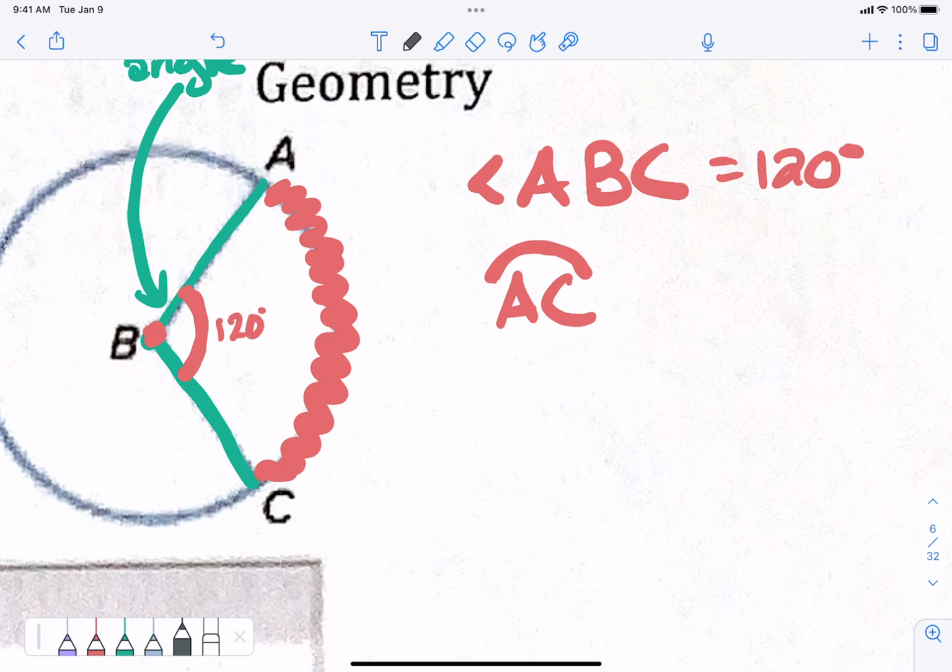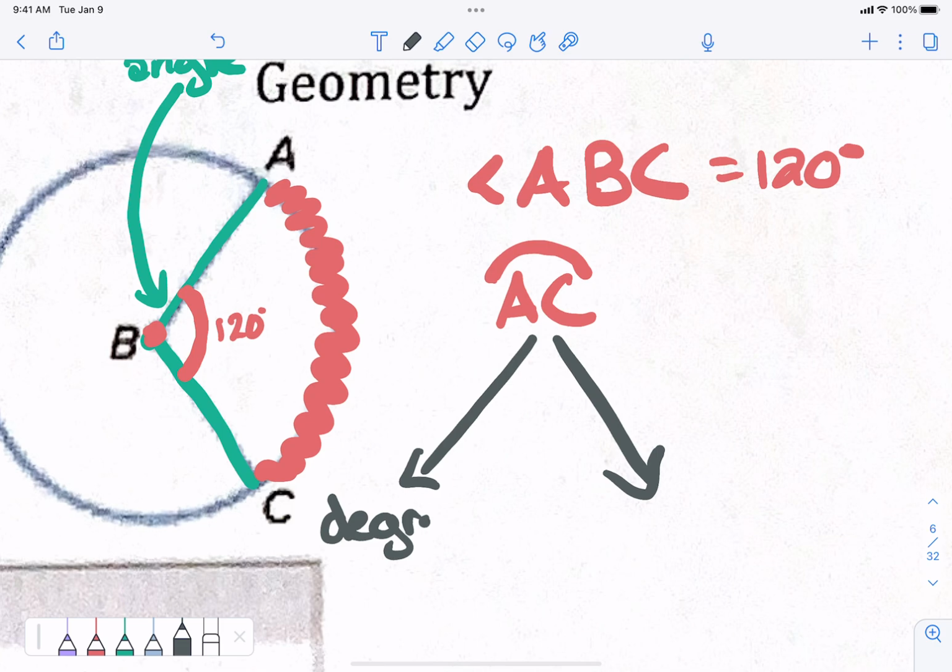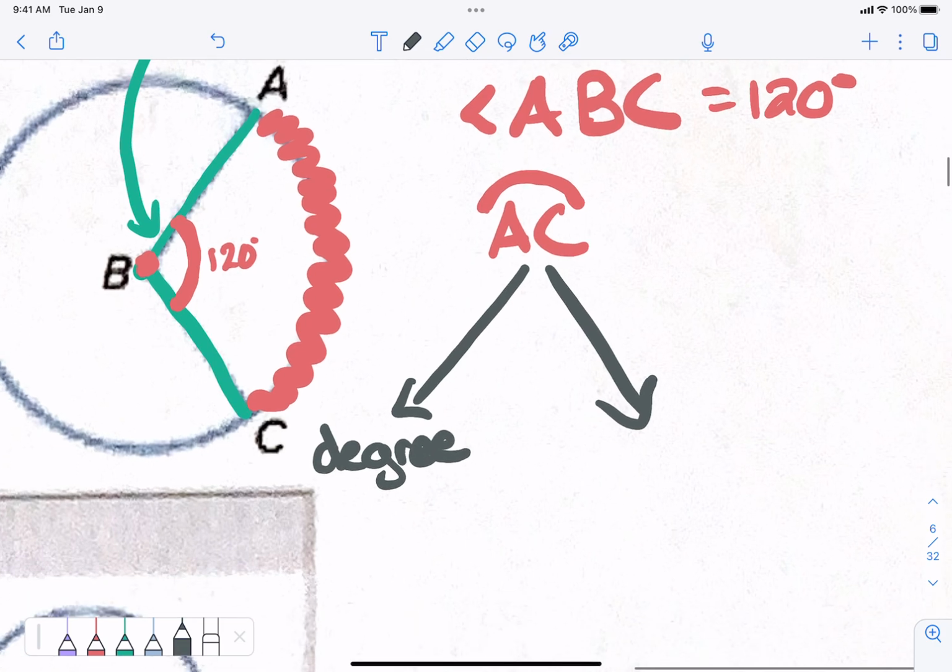Now here's the deal. This is kind of the confusing part. There are two different ways of measuring an arc. You can tell me what the degree measure is, or you can tell me what the length of it is. So there's two different measurements, and you have to pay attention and be very careful on your homework assignment which one they're asking for. If they're asking for the measure of it, they're asking for the degree. If they're asking for the length, they will say length.